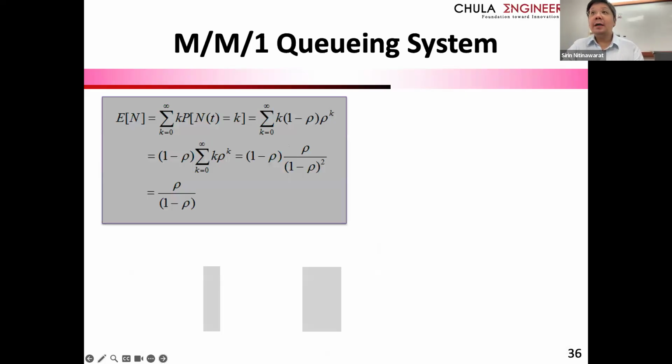Having derived all the stationary probabilities, we can use them to derive the average number of customers in the system. Just use the probabilities to compute the expectation. These are the probabilities. To compute the expectation, you just multiply by the number of customers in the system. So what is that sum? Again, you come to this form. How do you derive that sum?